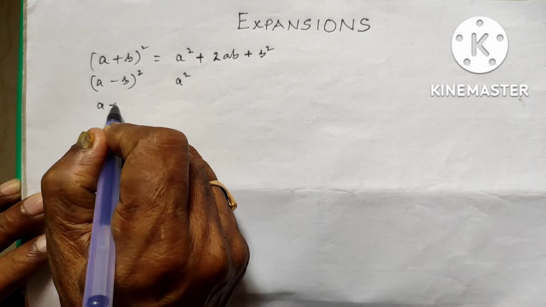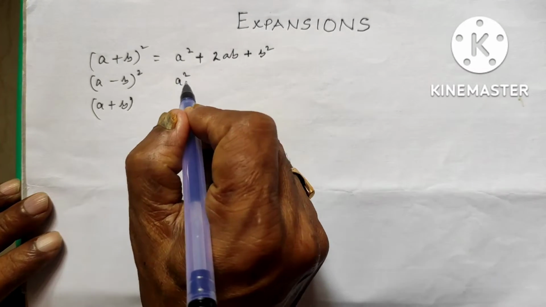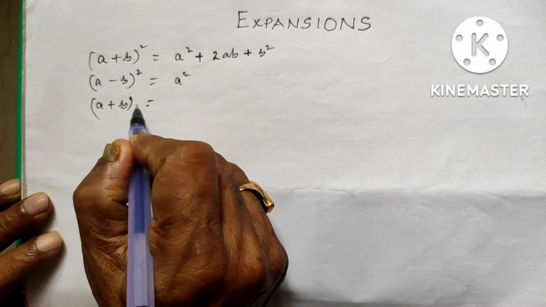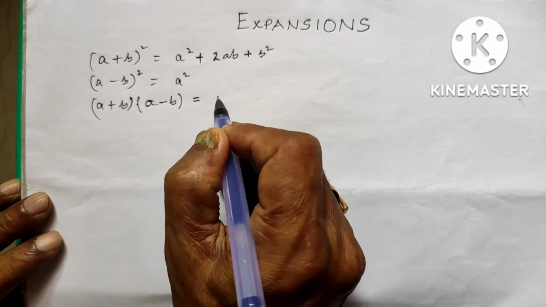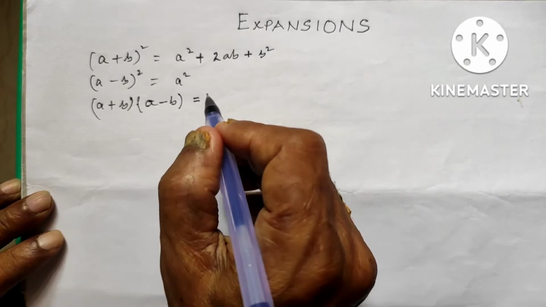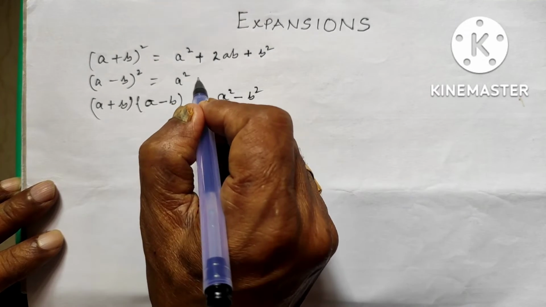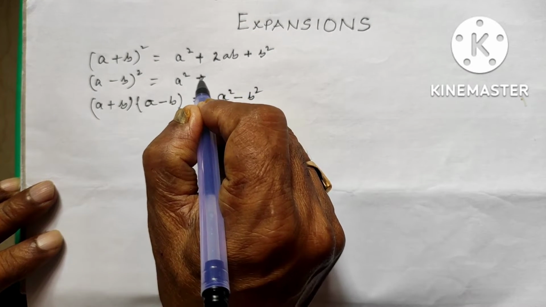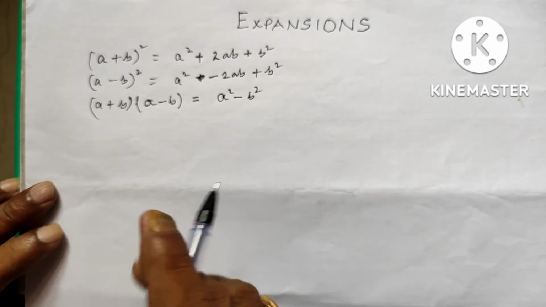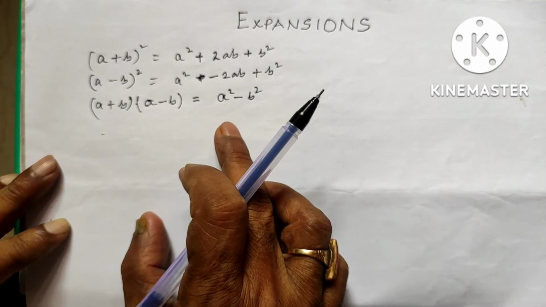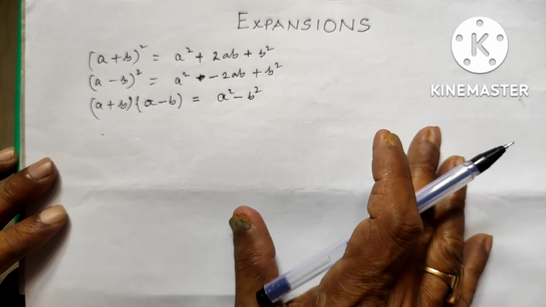So, (a plus b) into (a minus b). When we do it, if you work it out, means if you multiply, then you will get this one. Let me complete this one. This is actually a square minus twice ab plus b square. So, now I am going to work out this formula. Today we are applying this formula in some sums.